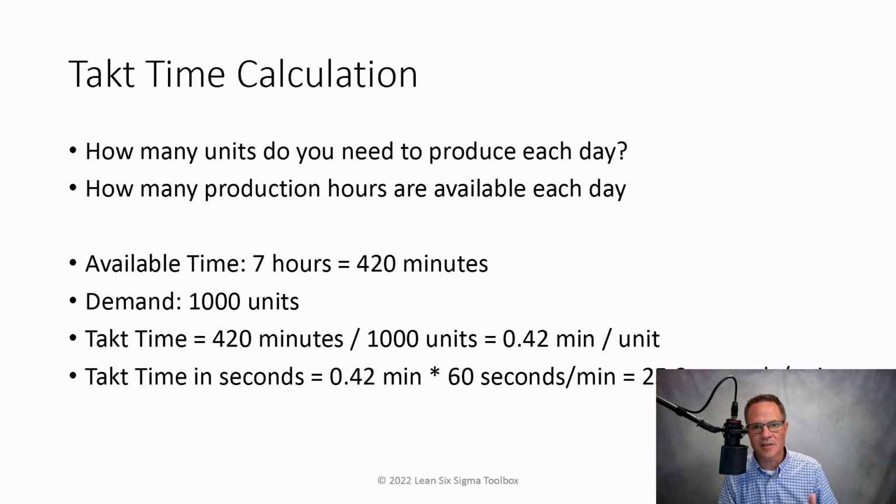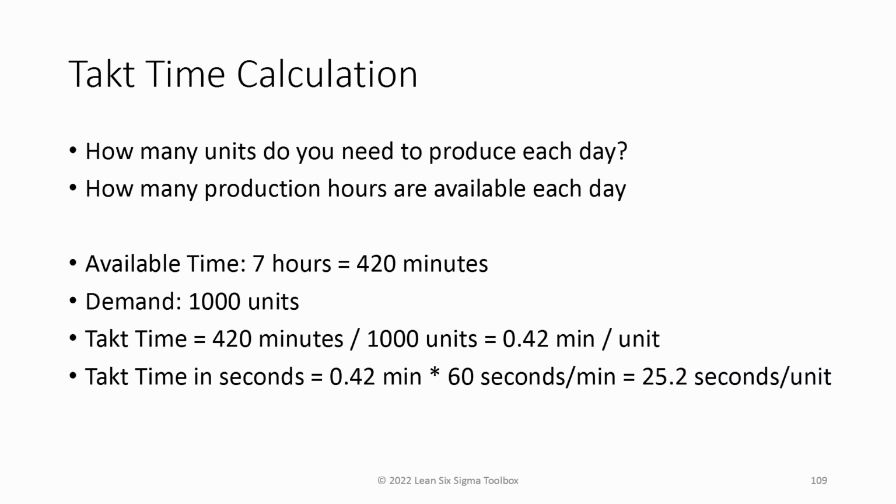So what's the calculation for takt time? Let's go through an example together. Let's say we have 7 hours or 420 minutes available to produce this order. Our demand is 1,000 units. If we divide 420 minutes by 1,000 units, we'll get 0.42 minutes per unit. Now, if we want to turn that into a takt time in seconds, we can multiply that by 60 seconds per minute, and that gives us 25.2 seconds per unit.